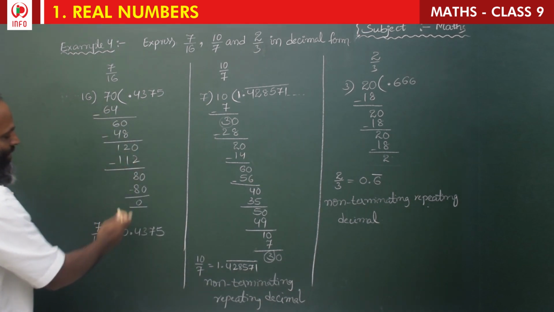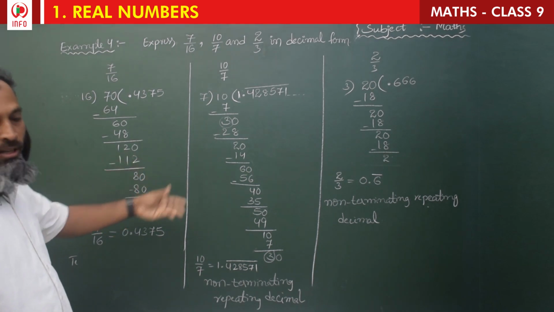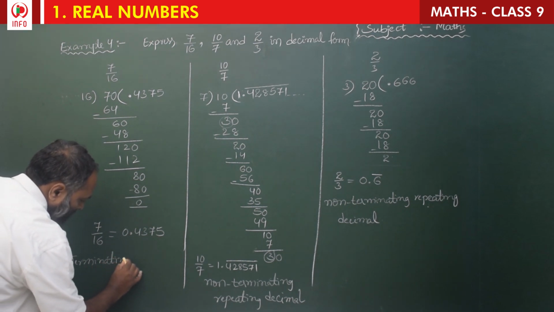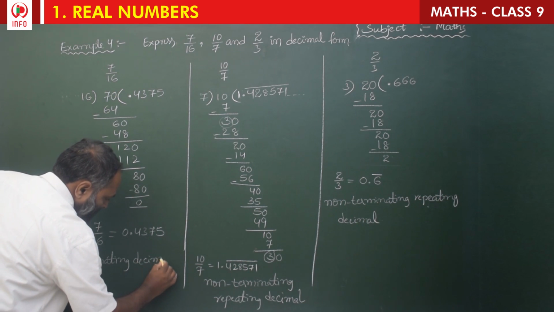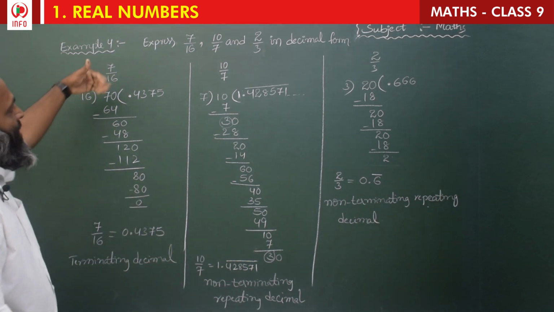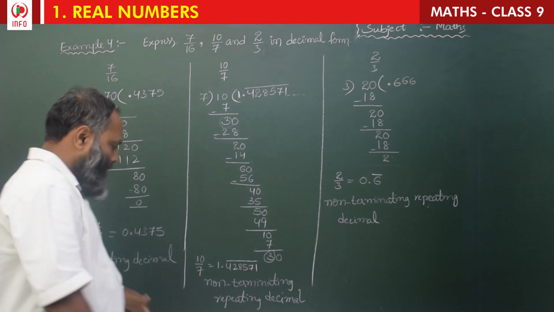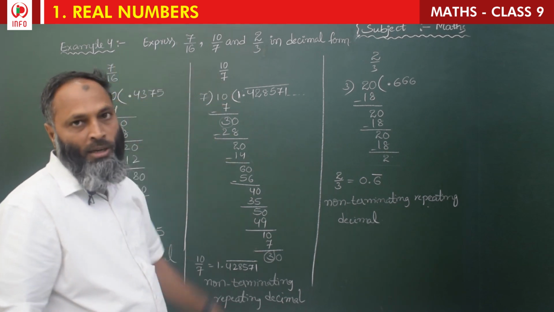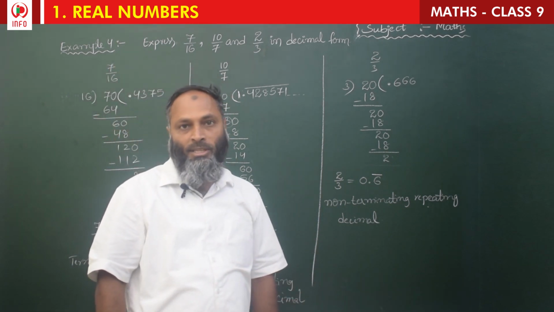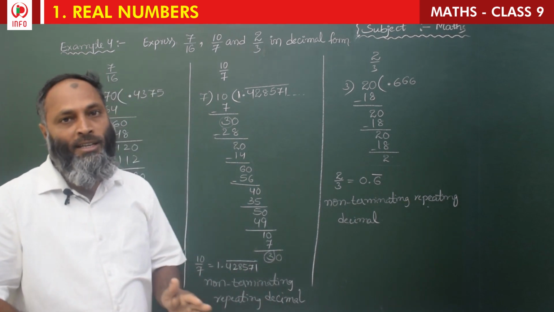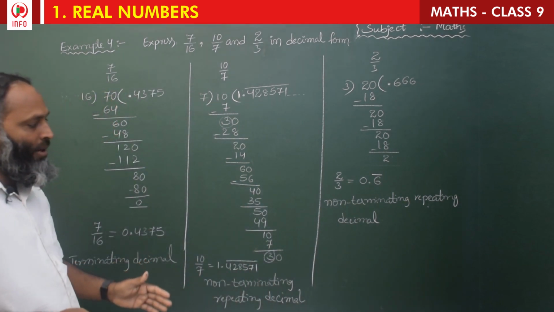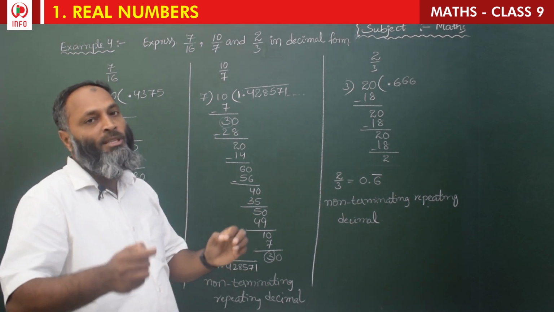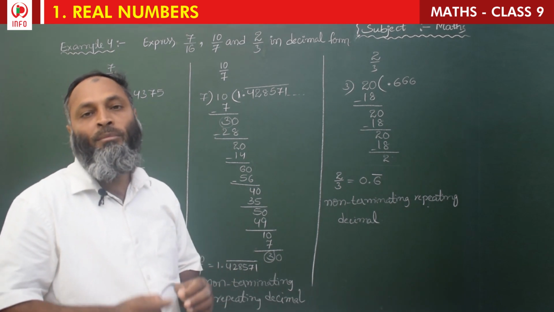And this is a terminating decimal. Why? Because here the remainder we are getting is 0. It is not repeatedly coming. So this is a terminating decimal. From these decimal forms, what we conclude is that either terminating or non-terminating repeating decimals can be expressed in p by q form. That means terminating and non-terminating repeating decimals can be expressed in rational form. So indirectly, terminating decimals and non-terminating repeating decimals are rational numbers. Okay.